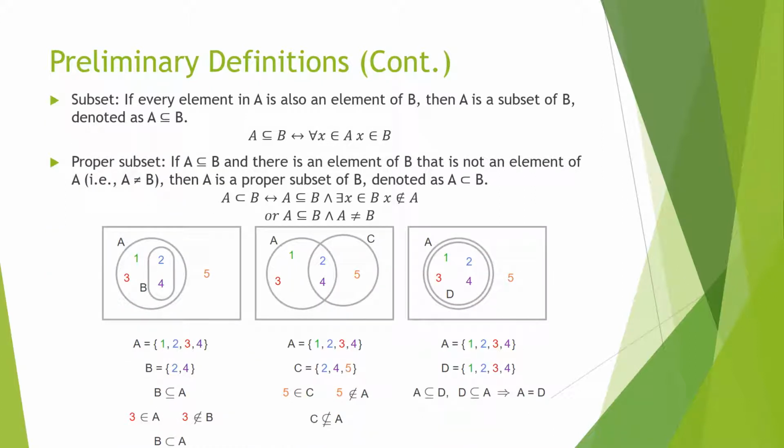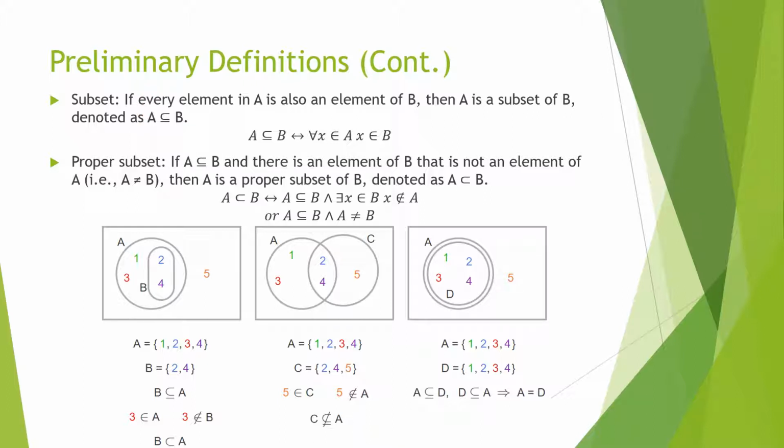In this slide, I'm going to explain two relations among sets. One is called the subset relation, the other is called the proper subset relation. Let's first define the subset relation among sets. If every element in set A is also an element in set B, then we say A is a subset of B, and this is the way that we represent this relation.